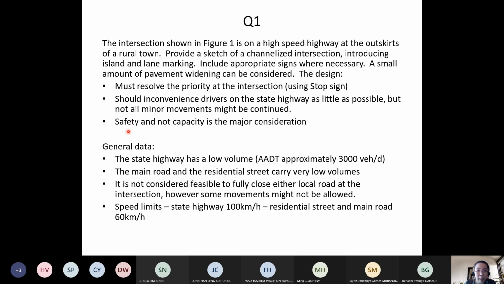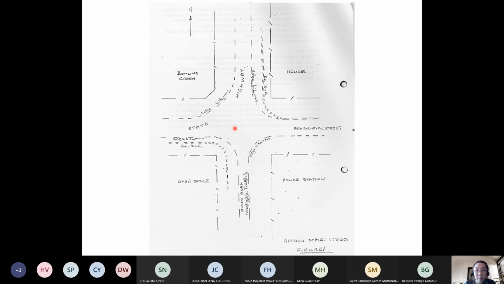So really, safety is the key thing here, not capacity. And you are to design the channelized intersection using either stop sign or give way sign, preferably using stop sign because it is a high-speed highway.